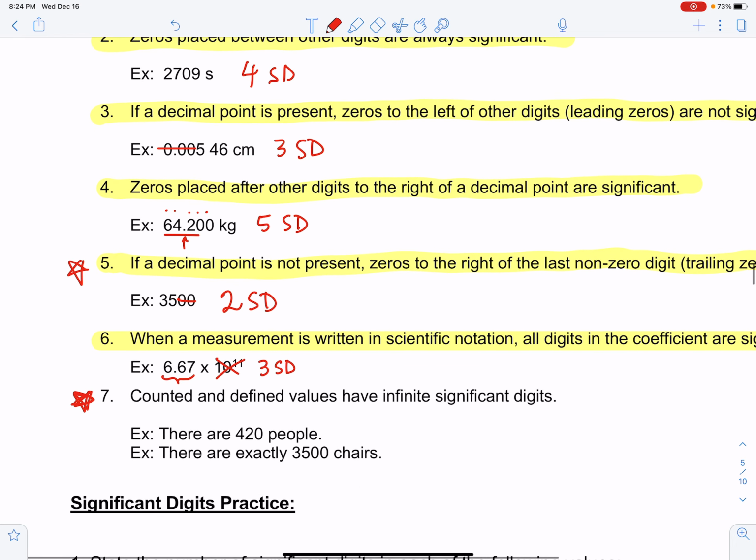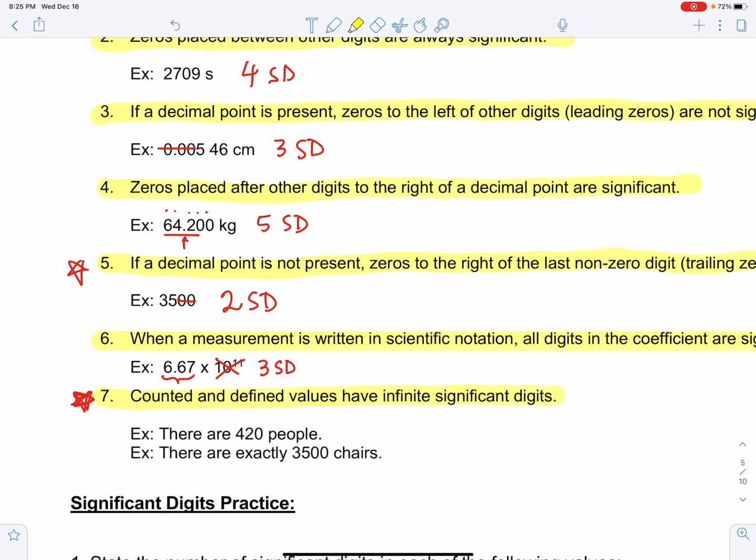Now, rule number 7. This has to do with counted and defined values. When you count the number of items, and those numbers are discrete numbers, for example, the number of people in the classroom, if you can go around and count the number of people in the classroom, you can accurately state how many people there are in the room. And there's no error or uncertainty in that statement.